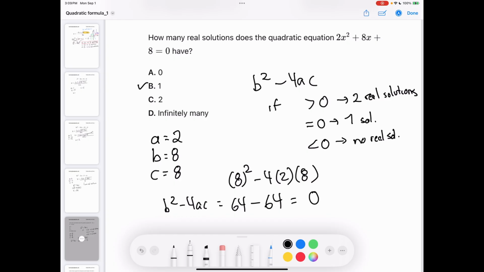So that's the usefulness of the discriminant. It tells you the number of solutions without needing to solve the whole equation, so it's going to save you some time. Okay, let's move on to the last exercise.